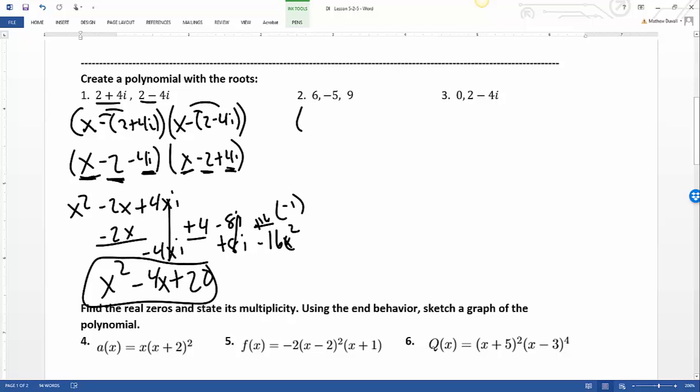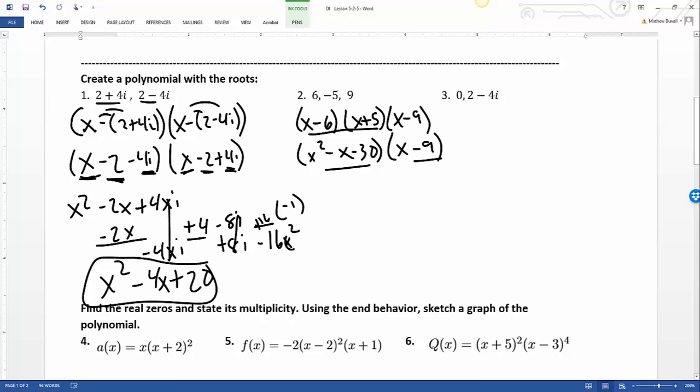Then number 2, x minus your 0, x minus your 0, x minus your 0. And then when you multiply it, you just multiply them one at a time. So like multiply those first. X squared minus x minus 30. Then you multiply those together.